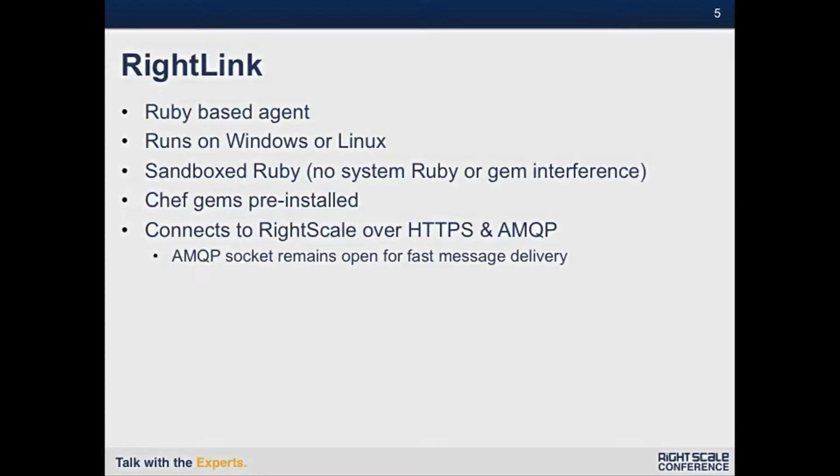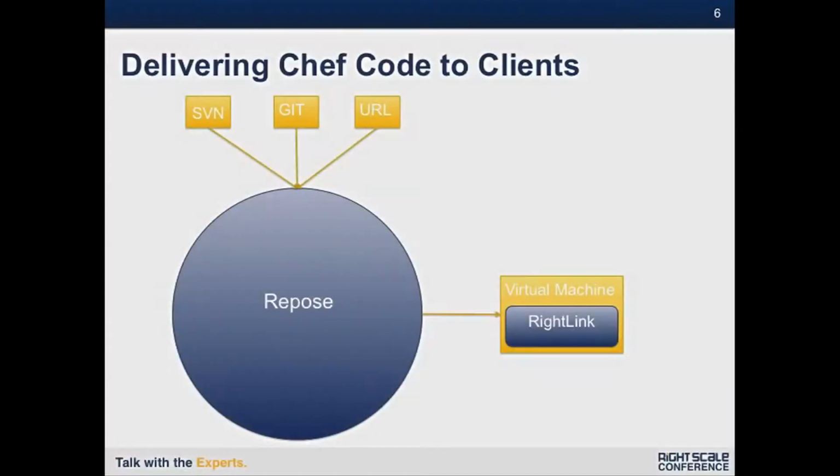So what RightLink then does is it takes that information, dials back into the RightScale system and says, hey, I'm that new virtual machine that you asked for. It does that over HTTPS, and then it opens up a persistent socket over AMQP. So we can push messages down to it so that over its lifetime, we can ask it to run scripts to update things, reconverge Chef run lists, that sort of thing. So that's sort of how we get that there.